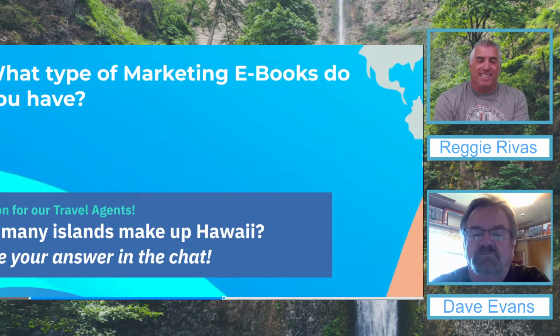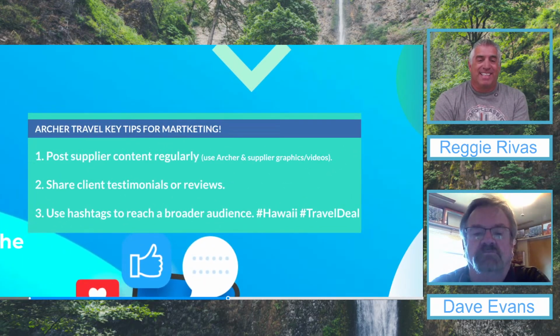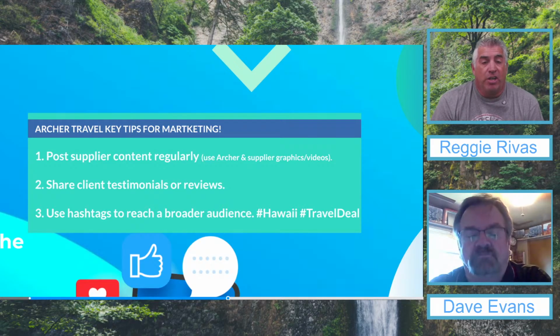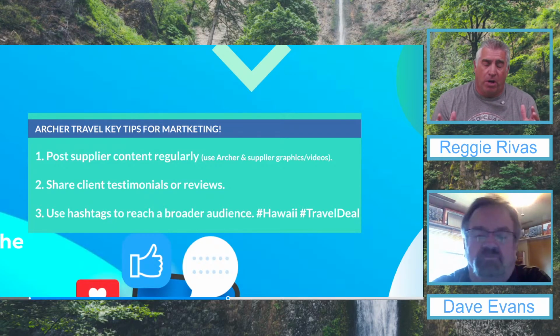Yes, we are. And while they're doing that, do you want to share the Archer Travel key marketing tips for you guys? Number one, post supplier content regularly. Use Archer and supplier graphics and videos. Share client testimonials or their reviews. And then last but not least, use hashtags to reach a broader audience, such as hashtag Hawaii, hashtag travel deals, hashtag Expedia in Hawaii. So a lot of hashtags work too on social media content. So make sure you're using that. Gives you a broader audience.